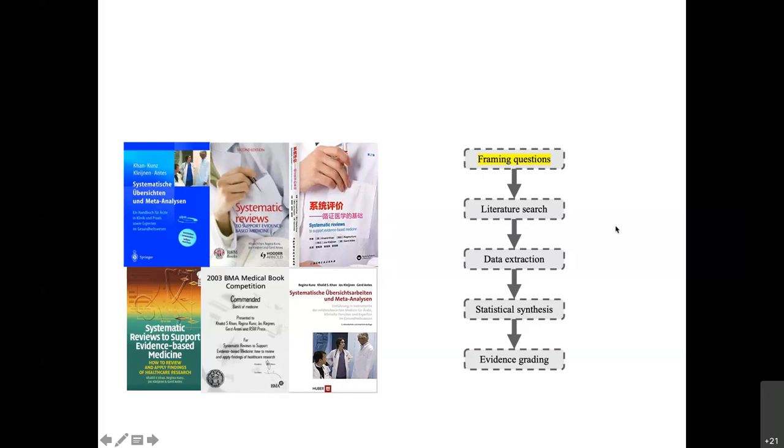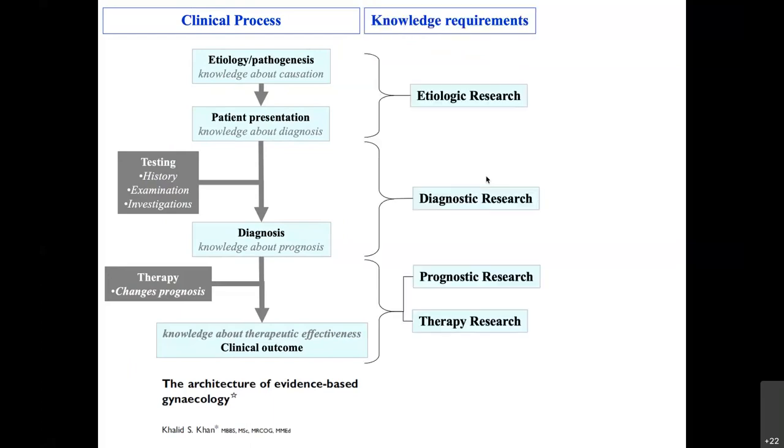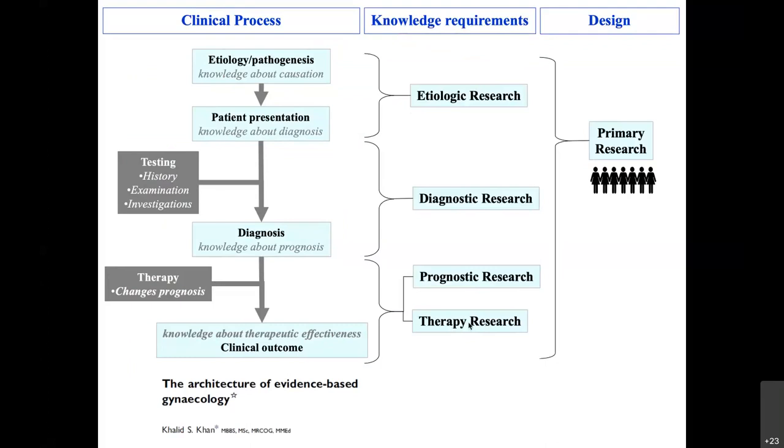We also looked at the various relationships between the clinical process and the knowledge requirements. So for the first part, we have etiological research, then we have diagnostic research, then we have prognostic or therapeutic research. And we said that each one of these can be assessed either by collecting data directly from patients, which we can call primary research. And then this primary research can be put together into a systematic review. The data in this case comes from published papers.